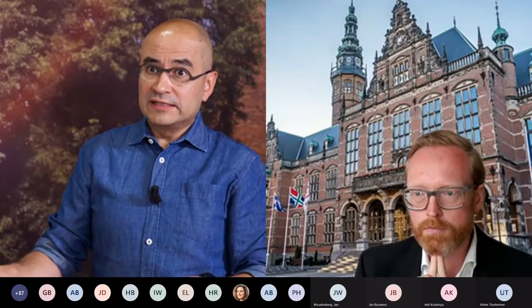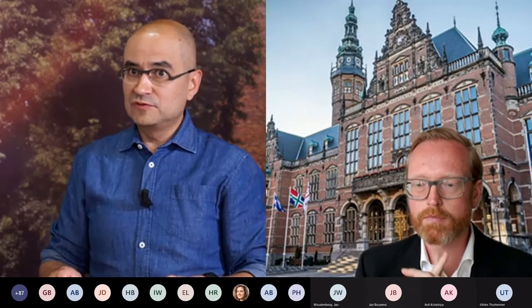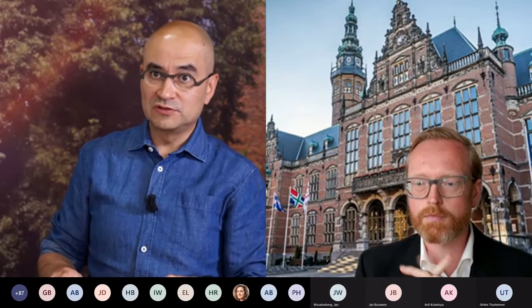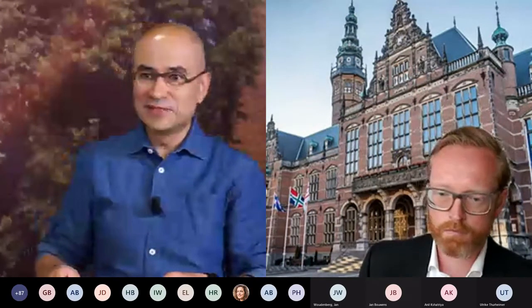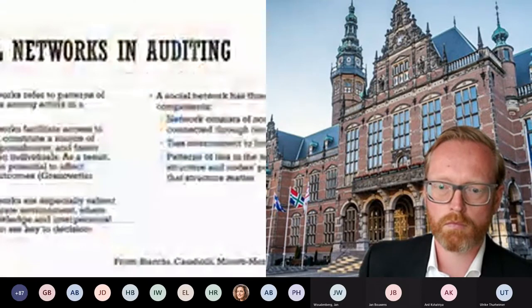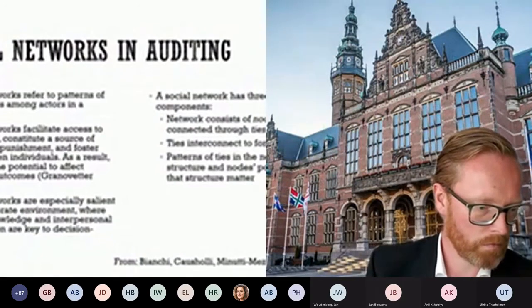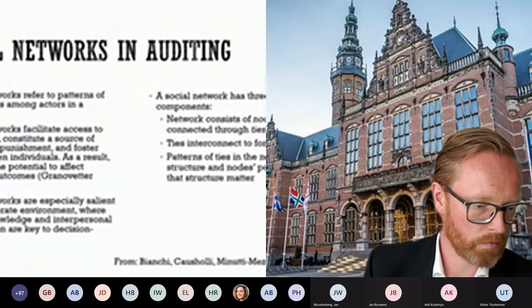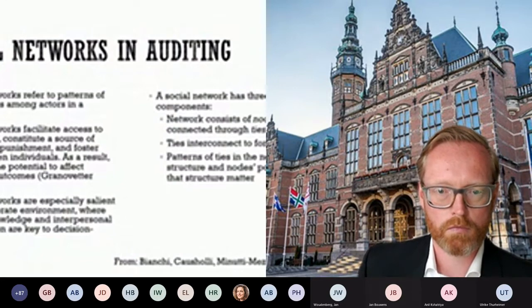Now, what I can imagine, hence a very brief introduction about social networks, is that some of you might not be totally familiar with what social networks mean in auditing. Here I'm not referring to the use of Facebook and so on, but we are looking at how people form a network because they work with each other as they sit on different teams. And what you see here are a couple of quotes from a recent review by, I think, currently the experts on this topic within auditing, Bianchi, Cascioli, Minutti-Meza, and Sulkaj.